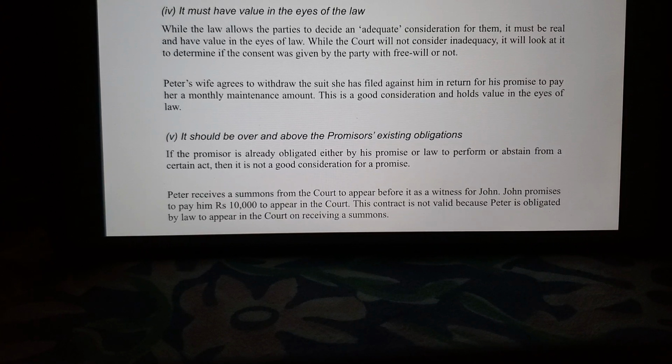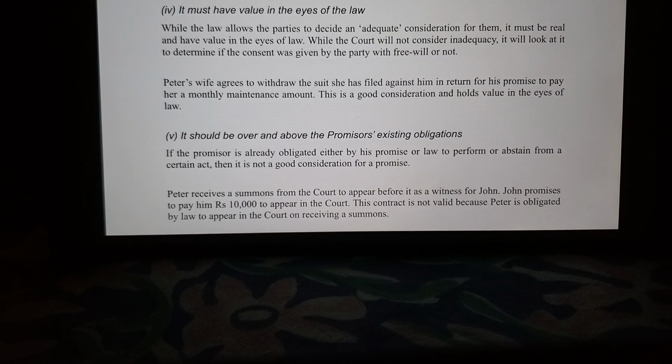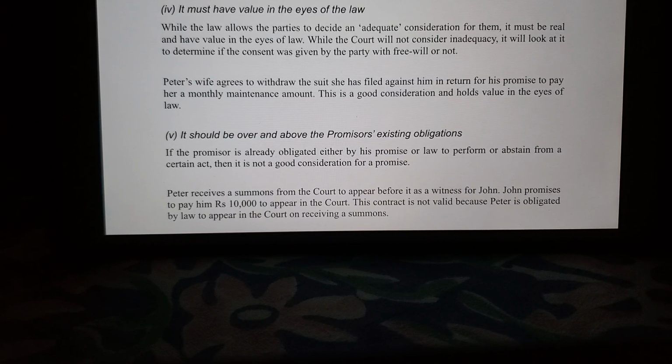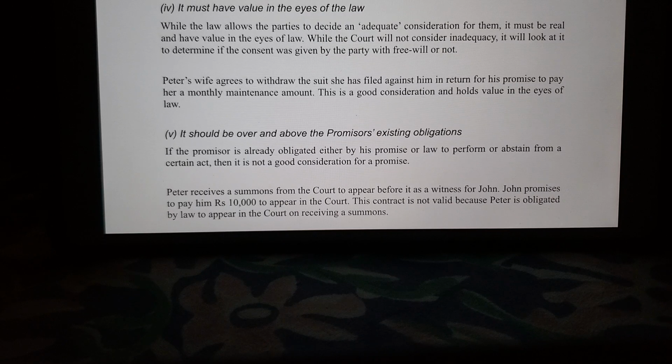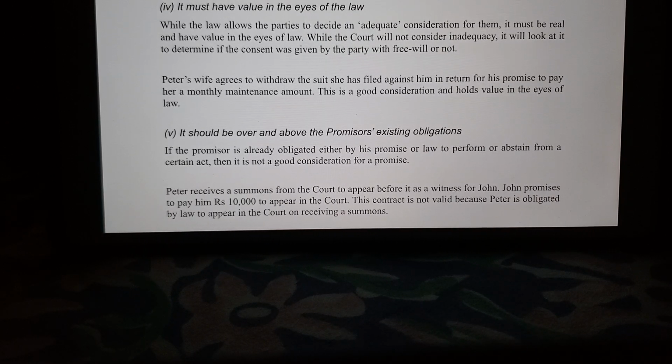While the court will not consider inadequacy, it will look at it to determine if the consent was given by the party with free will or not. Peter's wife agrees to withdraw the suit she has filed against him in return for his promise to pay her a monthly maintenance amount. This is a good consideration and holds value in the eyes of law.